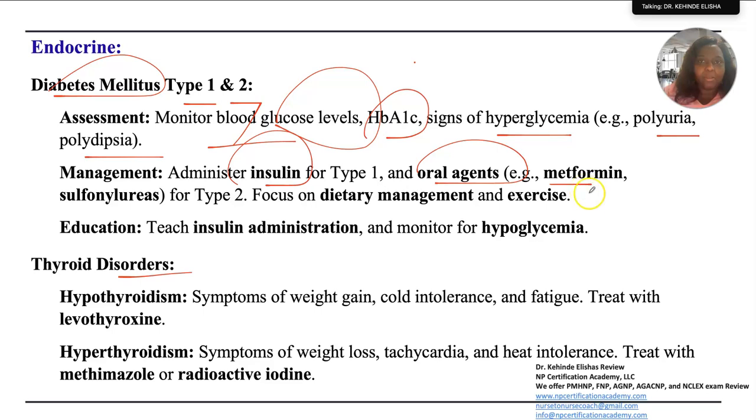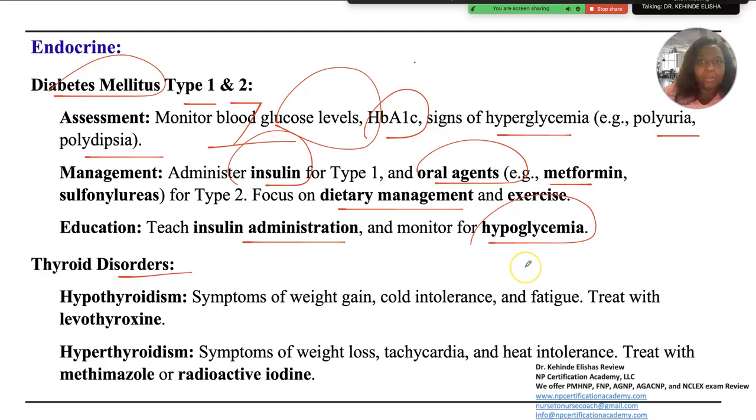Okay, be mindful of that. Type 2, do oral like metformin. Type 1, do insulin. And you want to focus on dietary management, and they need to work out. You want to teach them how to administer insulin. You want to also monitor for hypoglycemia. Yes, you're treating hyperglycemia, but you can throw them into hypoglycemia, right?